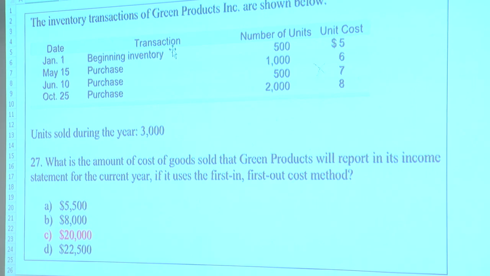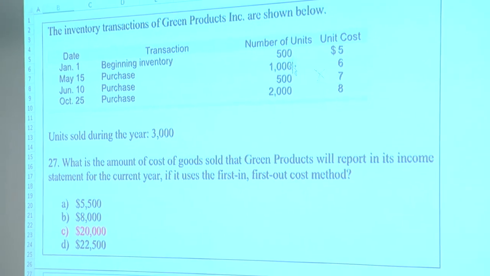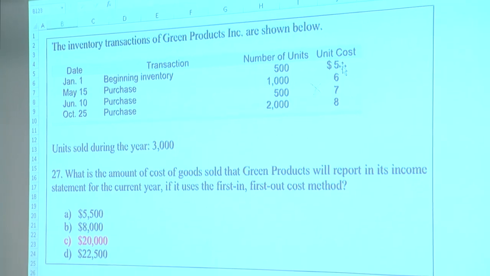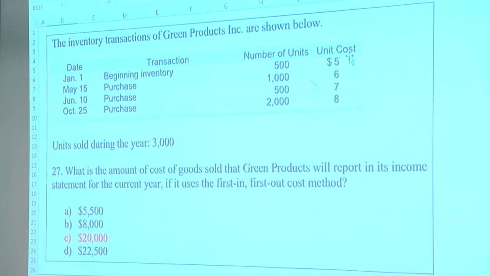So again, we have beginning inventory. This time we have multiple purchases, so we'll have to combine those. The reason why they're listed separately is because we see that the unit cost is changing here. So because the unit cost is changing, the question is probably going to have something to do with the costing methods for inventory, and it also gives us the number of units and the number of units sold during the year.